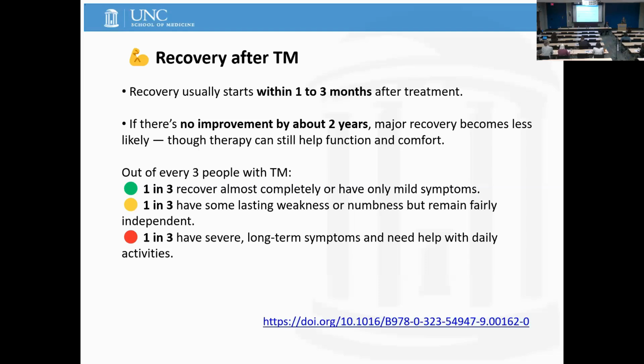Out of about every 3 people, 1 in 3 will recover completely or are left with very, very mild symptoms. Another 1 in 3 people with TM have lasting weakness or numbness, but they still remain fairly independent. And then about 1 in 3 have severe long-term symptoms. So it's very difficult oftentimes to tell who is going to fall in what category. That's a really common question that we hear in clinic. And I think one of the key things is really getting that physical therapy and that exercise and activity going early on after symptoms start.